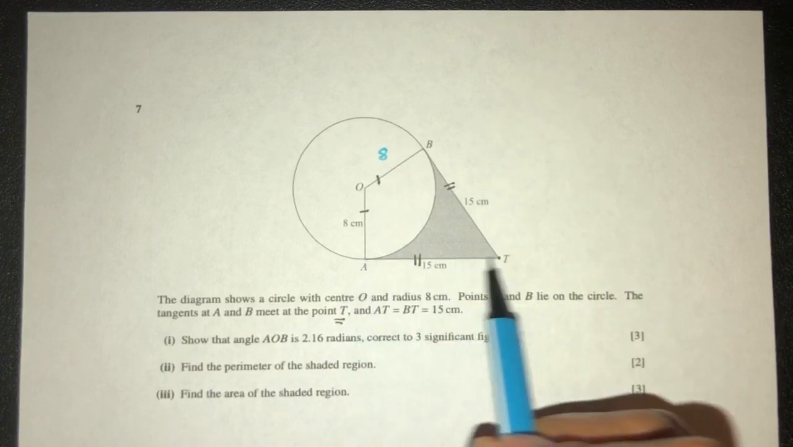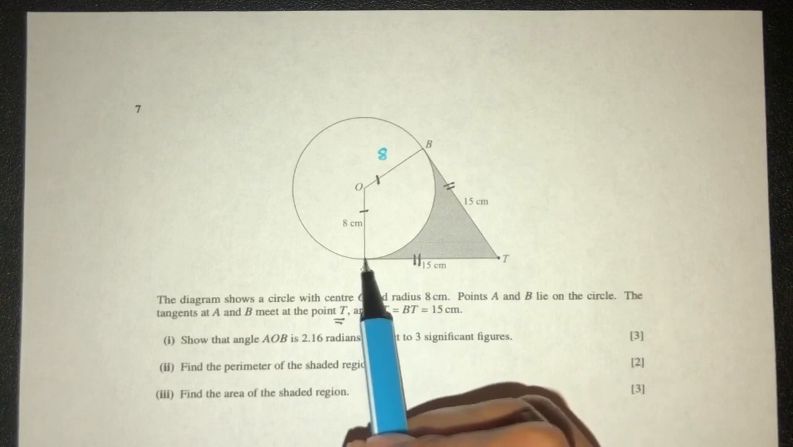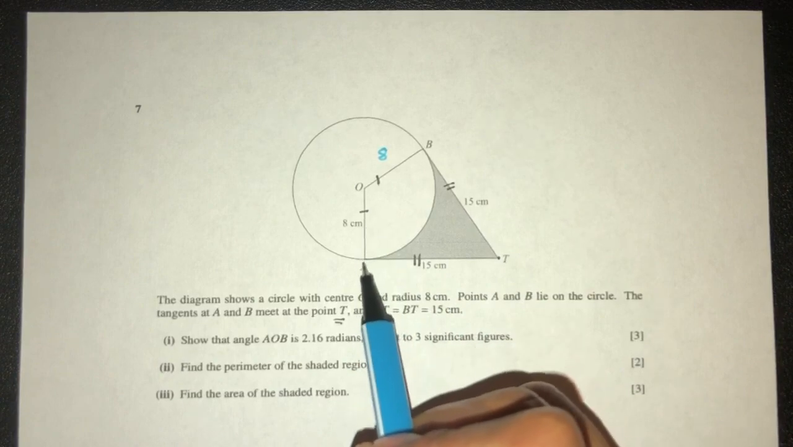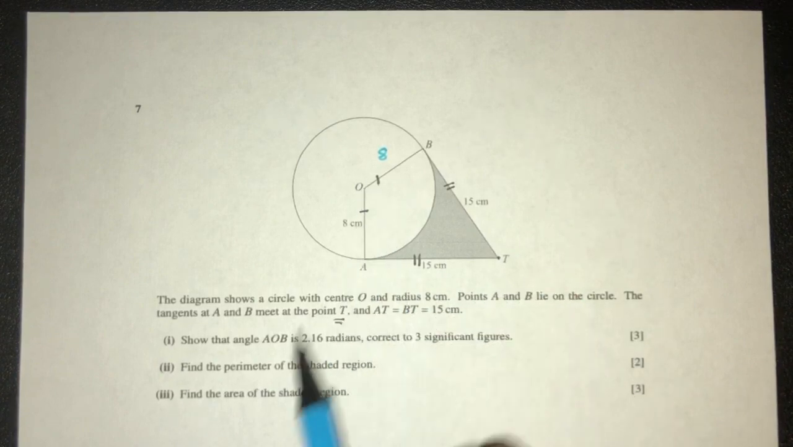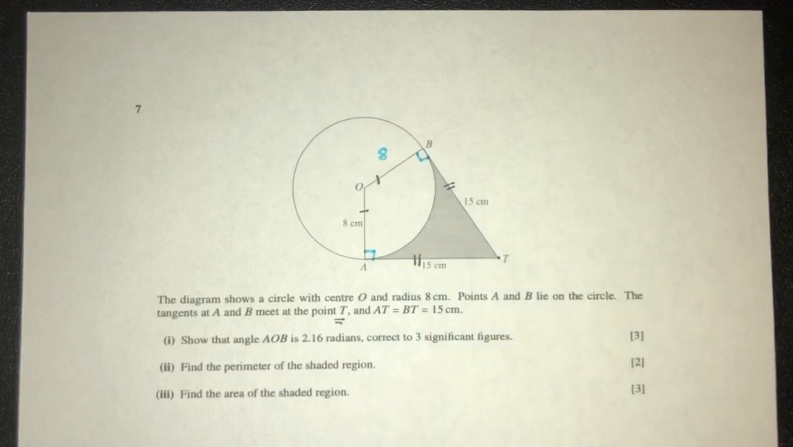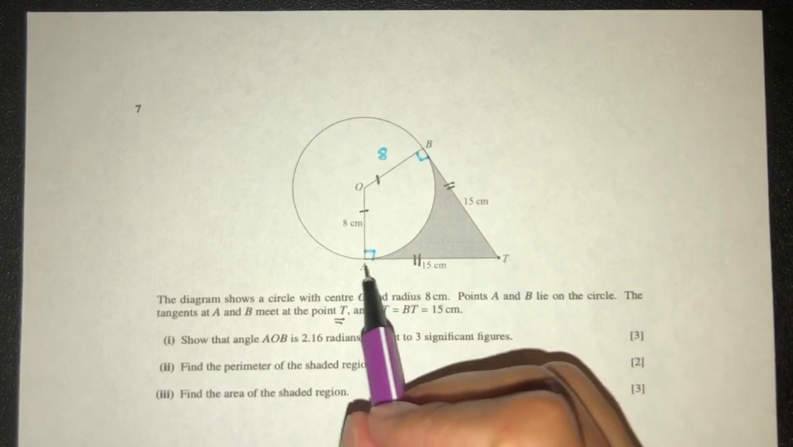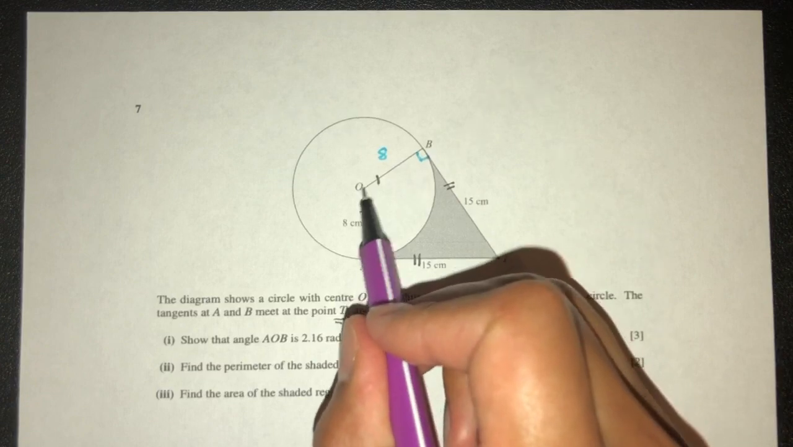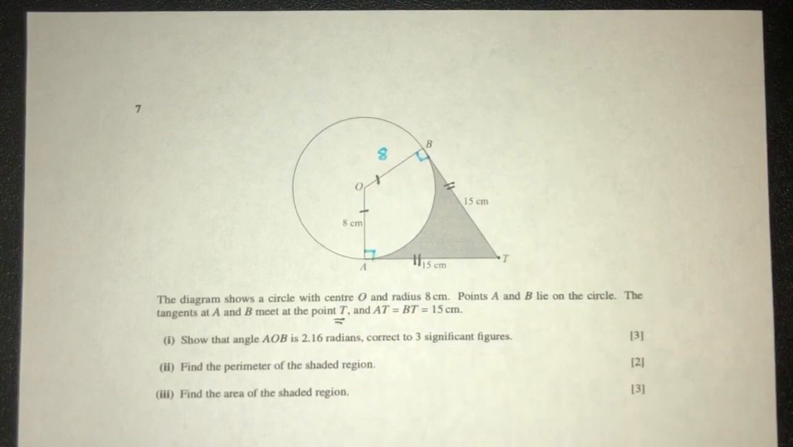So what do we know? If the tangent at the point A meets the center, it will mean that this has to be 90 and this has to be 90. This is a theorem you have to know. I think we have learned this in circle theorems in O level as well. If you have a tangent at the point here, meeting your center O, it's 90 and 90. Okay, great. Now let's move on.